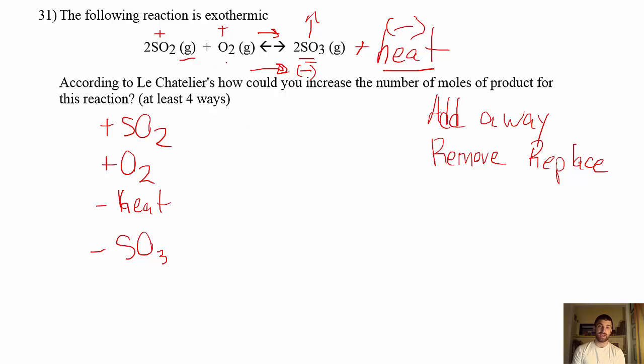You also, let's take a look at the gases. I have 3 moles of gas on the left side, and I only have 2 moles of gas on the right side. So if I want to favor the side with less gas, well, then I increase the pressure. So I want to increase the pressure. So there's like 5 different ways.